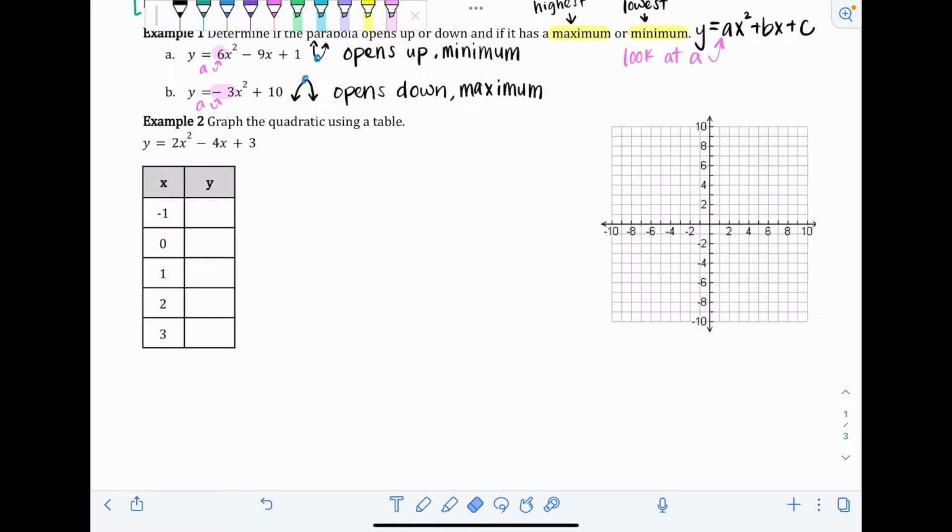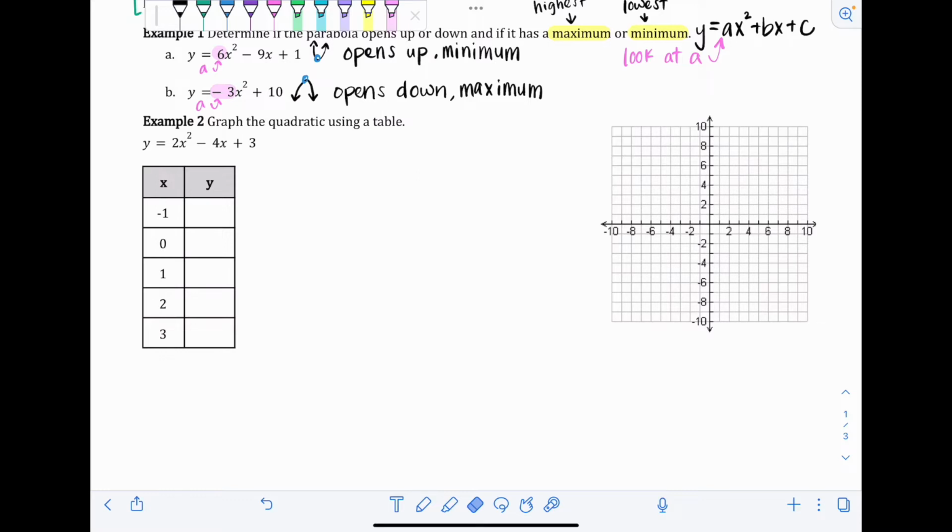Example 2 is graph a quadratic using a table. So the quadratic is y equals 2x squared minus 4x plus 3. And just a heads up, in your workbooks, the tables that they have are pretty big. Typically, you need at most only 5 points to graph a quadratic. So that's why my table has just the 5 x values.